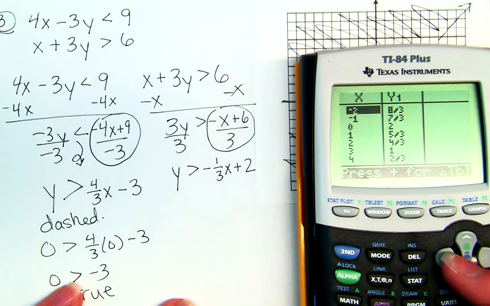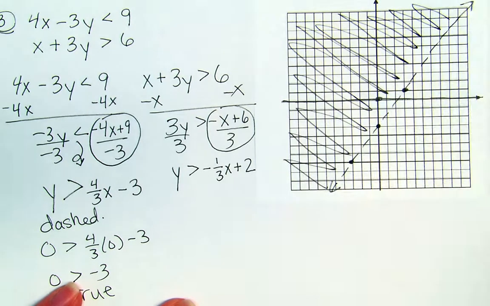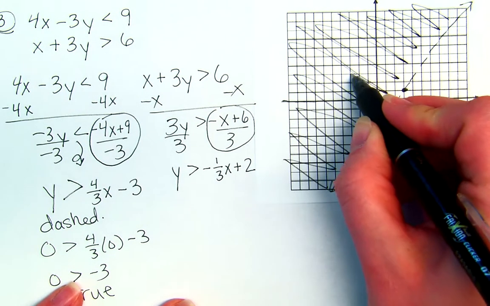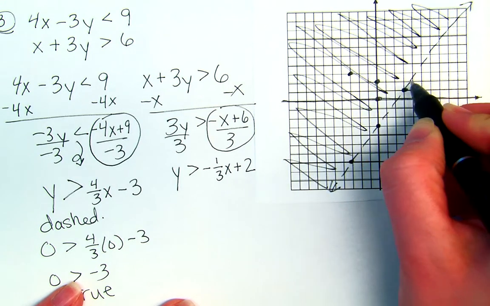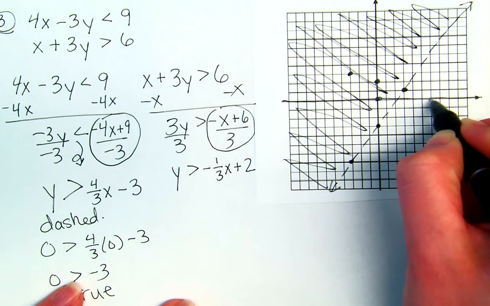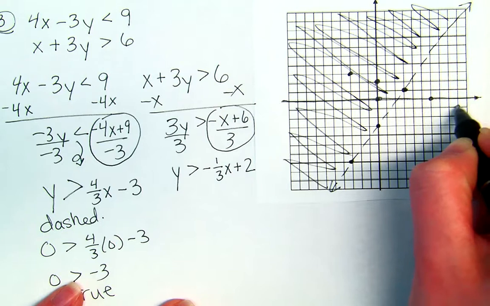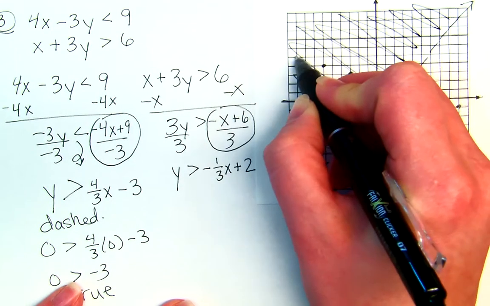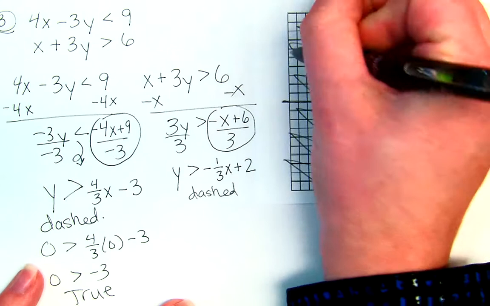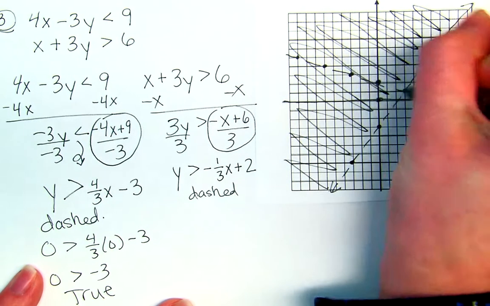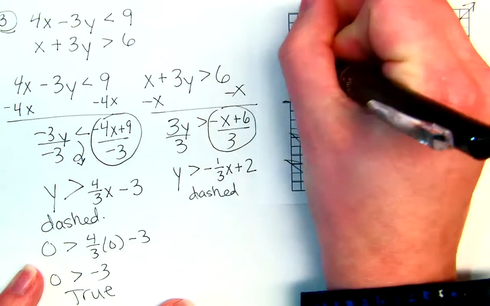Once again, only plot the points that work. So here's one, negative 3, 3. And then we have 0, 2. And so on. Okay. Now I need to determine, is this going to be a dashed or solid line? So this is also dashed. So I'm going to go ahead and draw the dashed line right now, arrows on both sides.